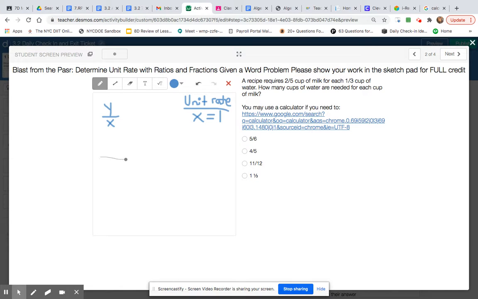So what I'm going to do is use the information that's given, and put the information that I have on the cup of milk in my denominator, because the denominator represents x. So this 2/5 is my cup of milk. Okay, so this is referring to milk. And my numerator is going to be 1/3 cup of water.